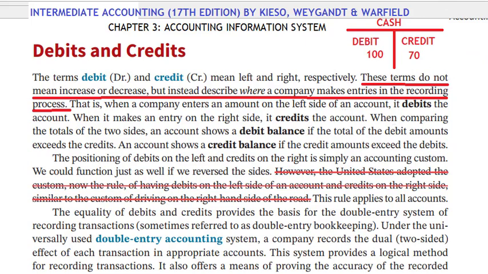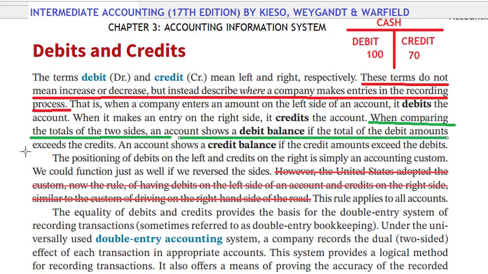Now here it says, right over here, I'm going to underline in green, when comparing the totals of the two sides. So here the debit side is 100, credit side is 70. An account shows a debit balance if the total of the debit amounts exceeds the credit. If you don't like the word exceeds, that's okay. This is not an English exam. No one cares about the vocabulary right now.